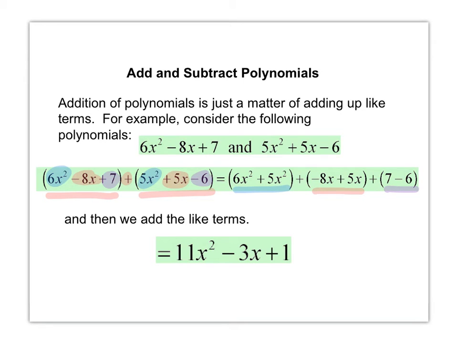So 6x squared plus 5x squared, we add the coefficients 6 and 5 to get 11x squared. For the linear term, we have negative 8x plus 5x. We add the coefficients to get negative 3x. And finally, the constant term 7 minus 6 is 1. So we end up with a trinomial. In this case, the first trinomial plus the second trinomial gives us a third trinomial.